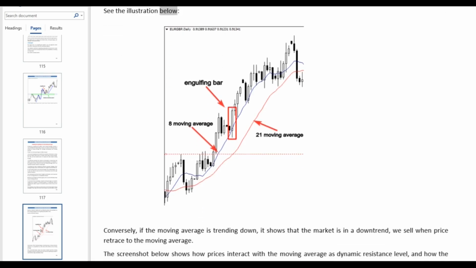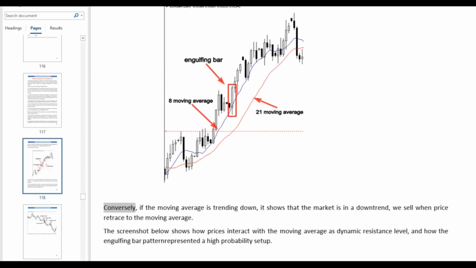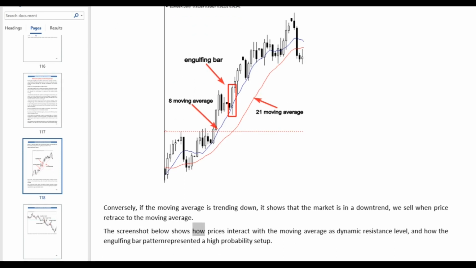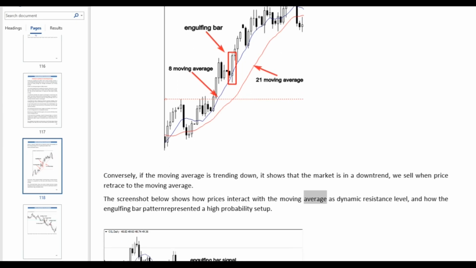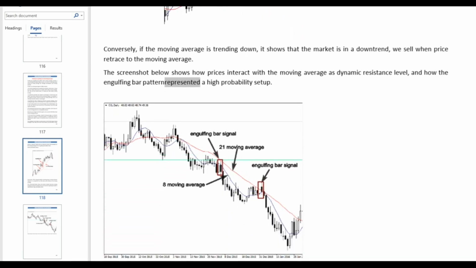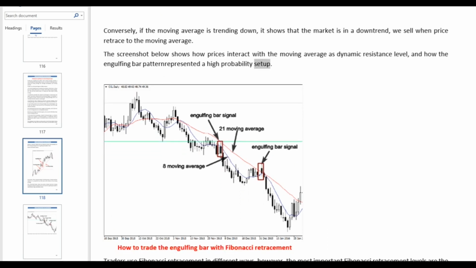See the illustration below. Conversely, if the moving average is trending down, it shows that the market is in a downtrend. We sell when price retraces to the moving average. The screenshot below shows how prices interact with the moving average as a dynamic resistance level, and how the engulfing bar pattern represented a high probability setup.